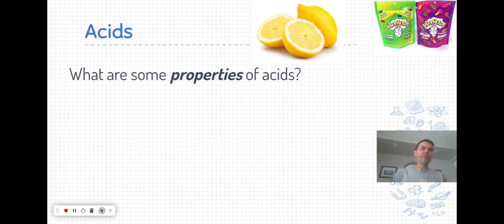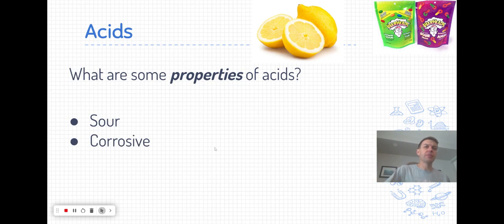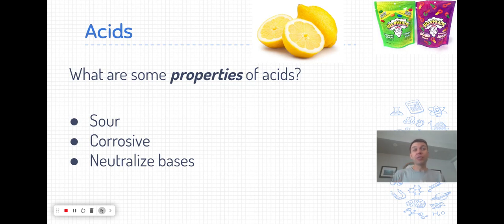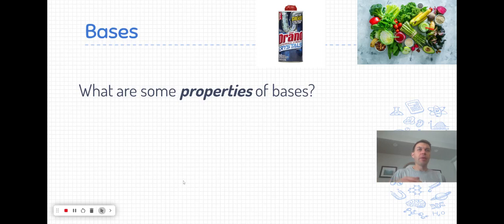On a macroscopic level, acids are chemicals which are grouped together historically by some similar properties. Acids typically have a sour taste, they are corrosive, and they have a chemical property in that they neutralize the properties of chemicals called bases. On the macroscopic level, bases also are grouped together by some similar properties.